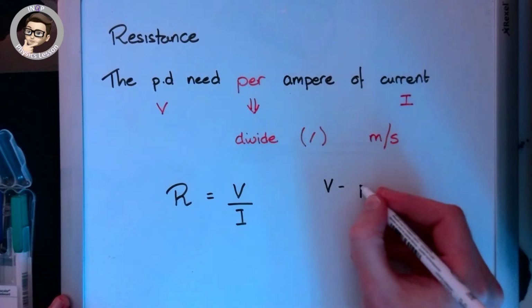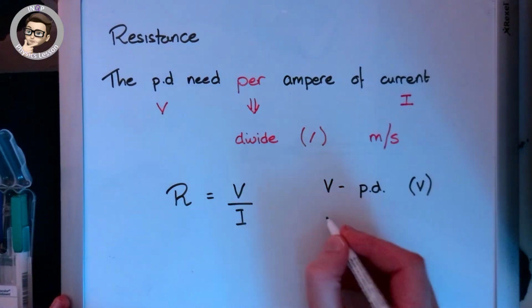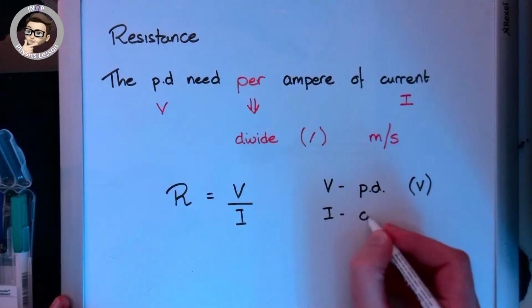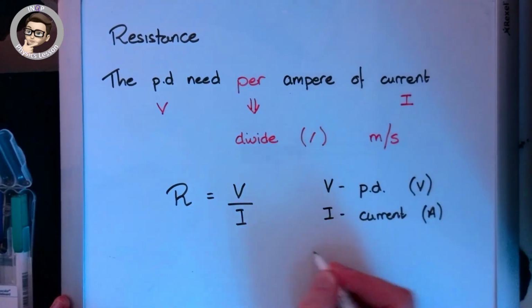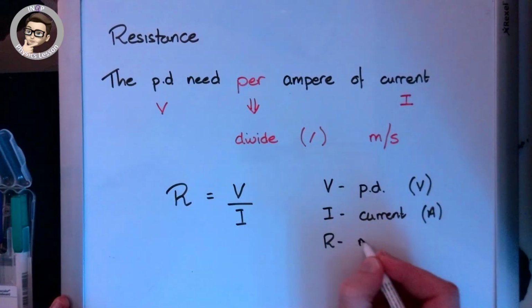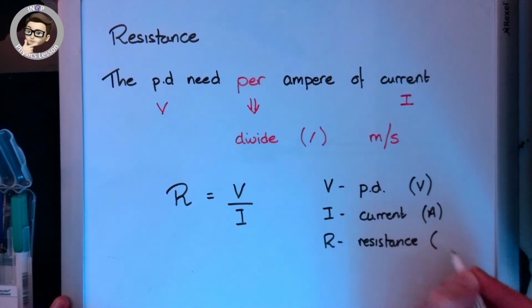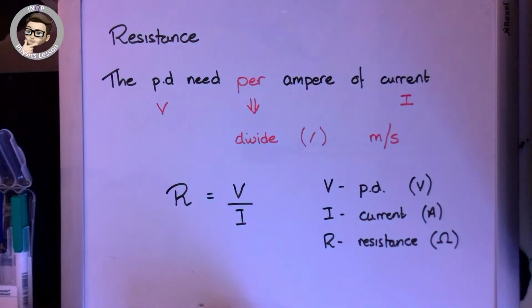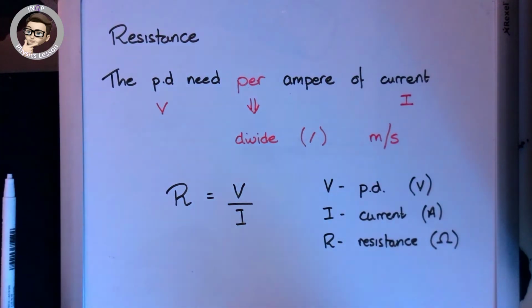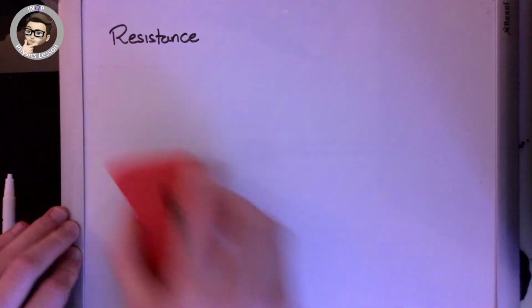So V is the potential difference, and we know that that's measured in volts. I is the current, and that is measured in amperes. And R is the resistance, and that is measured in this new unit, looks a bit like a horseshoe, called ohms. And I shall draw that a bit bigger for you now so you can see. So there's our equation, really important equation.